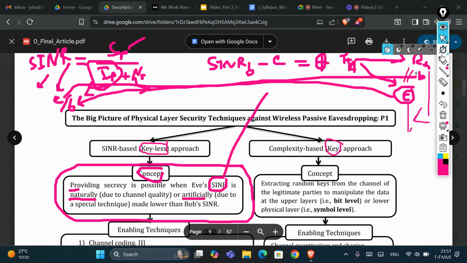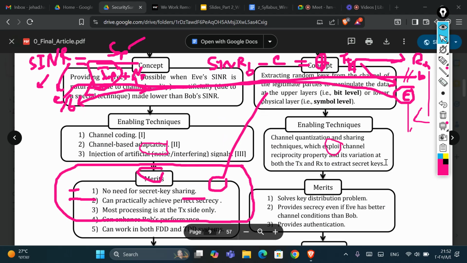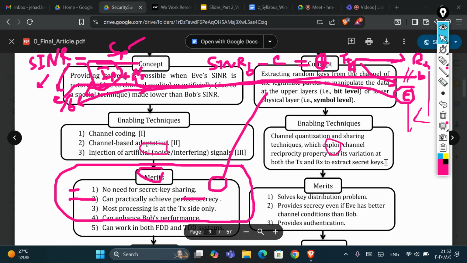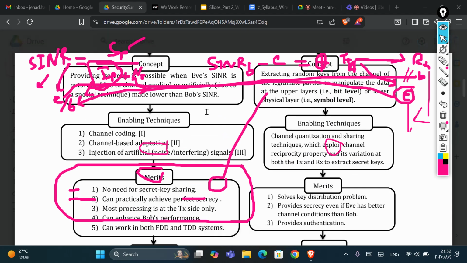Now let's go to the enabling techniques, the techniques that can allow you to make Eve's SINR worse than Bob's SINR, which means there is a positive difference between Bob's and Eve's SINR. What are the techniques that we can use?